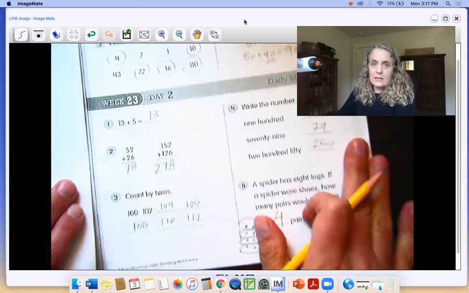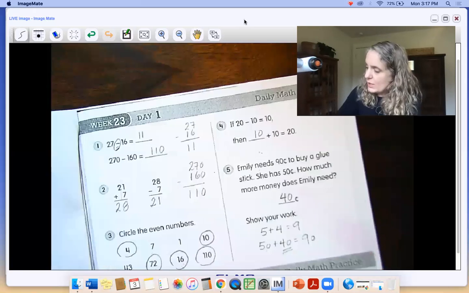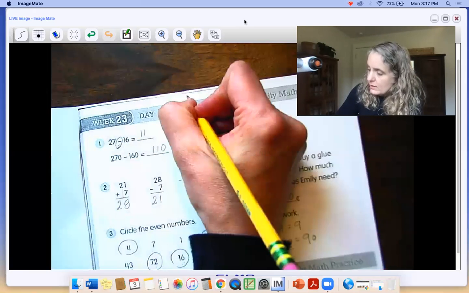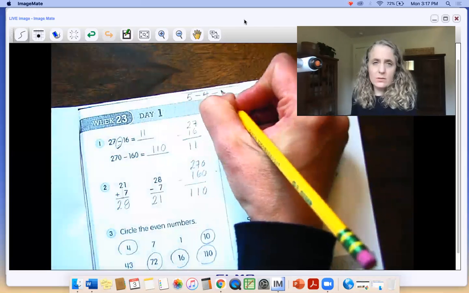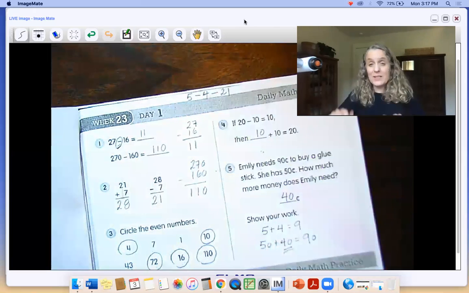Did we write the date up at the top on this one? I don't think we did. So make sure you put the short date up here as well. Okay. May 4th, 2021.